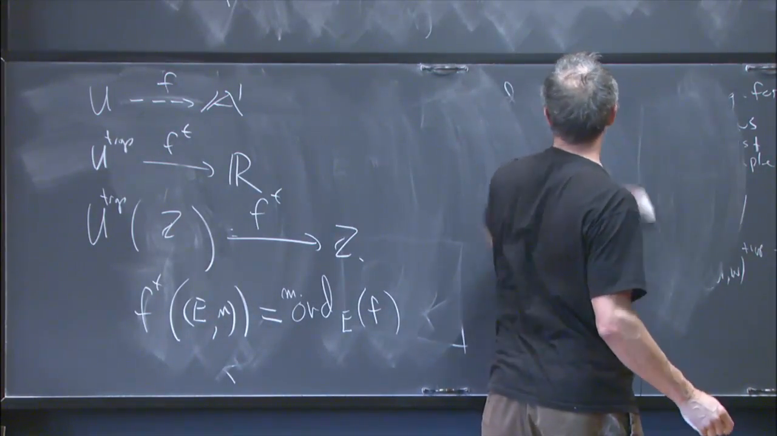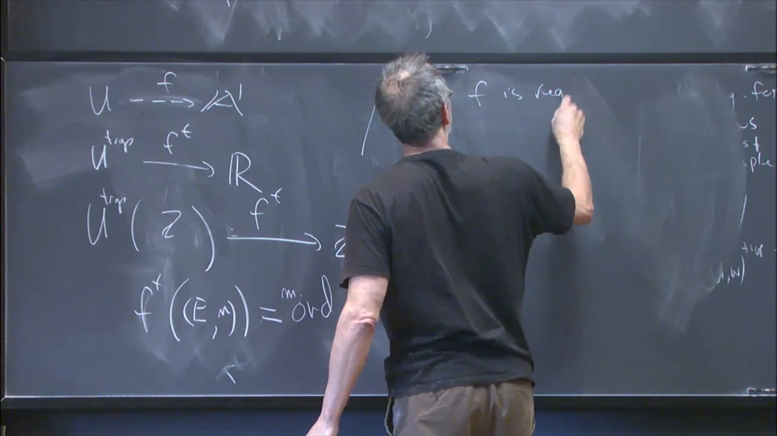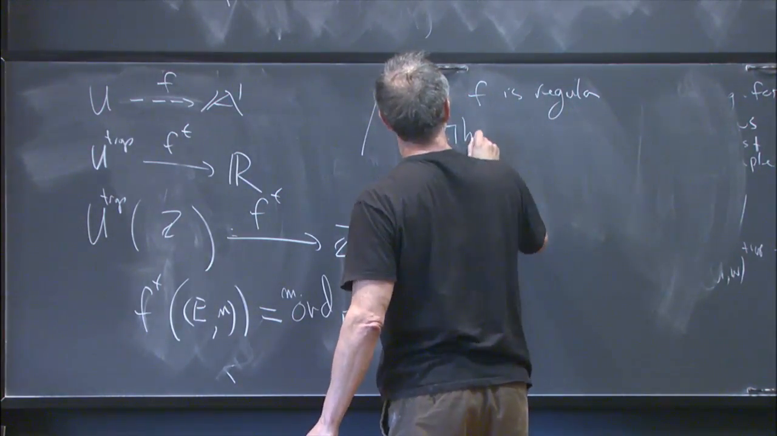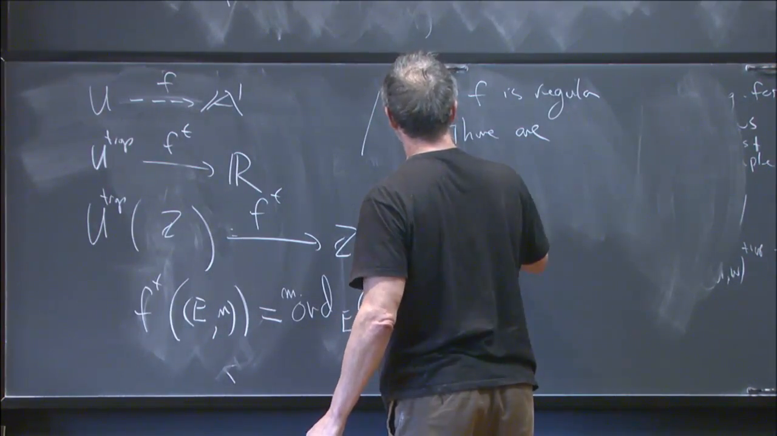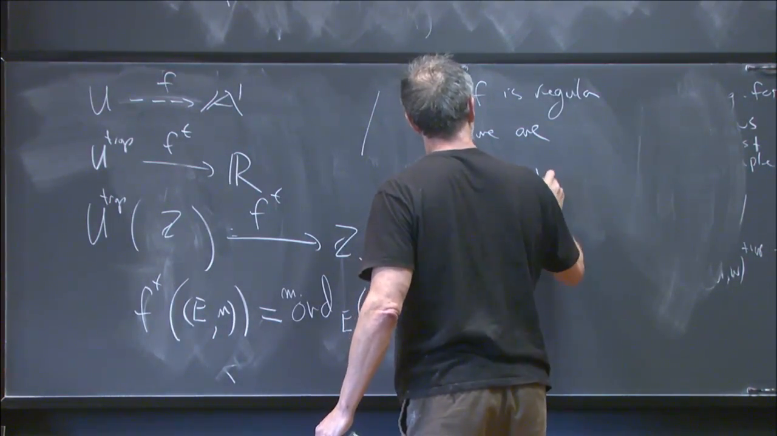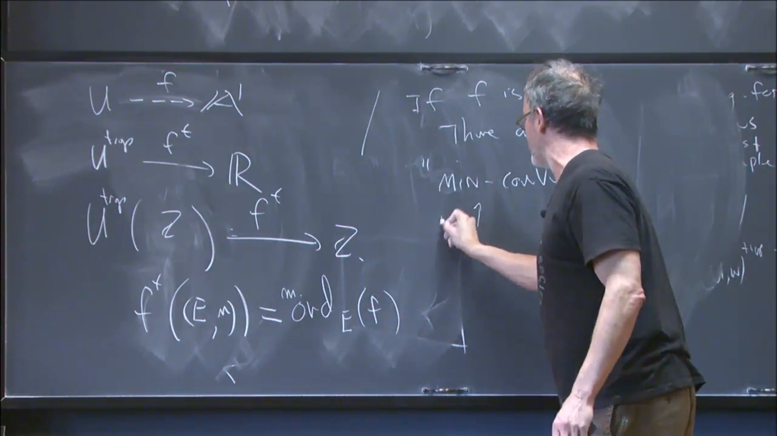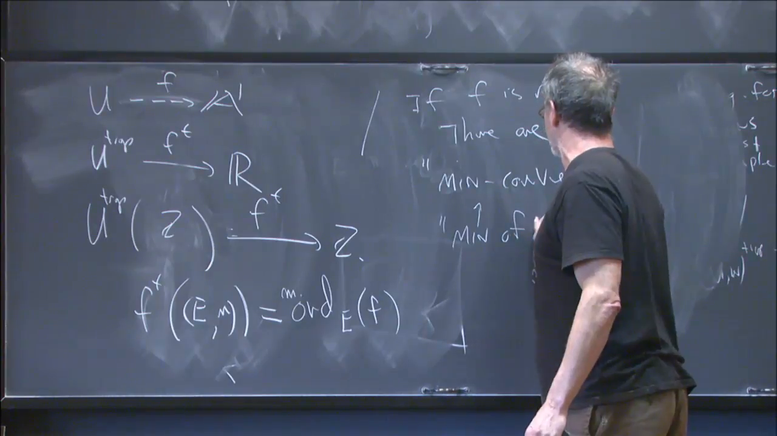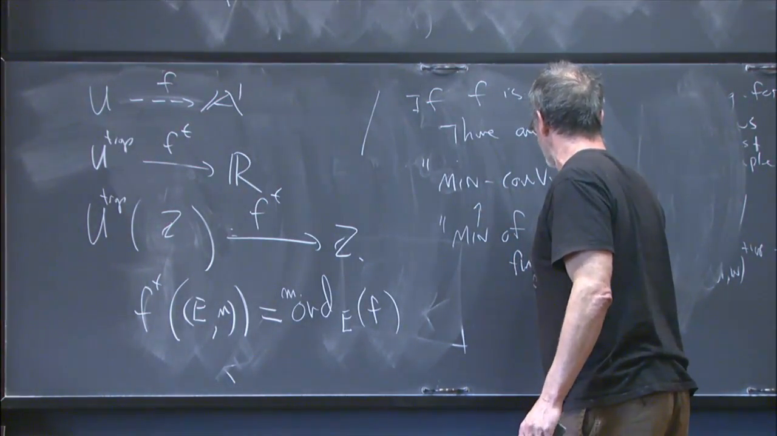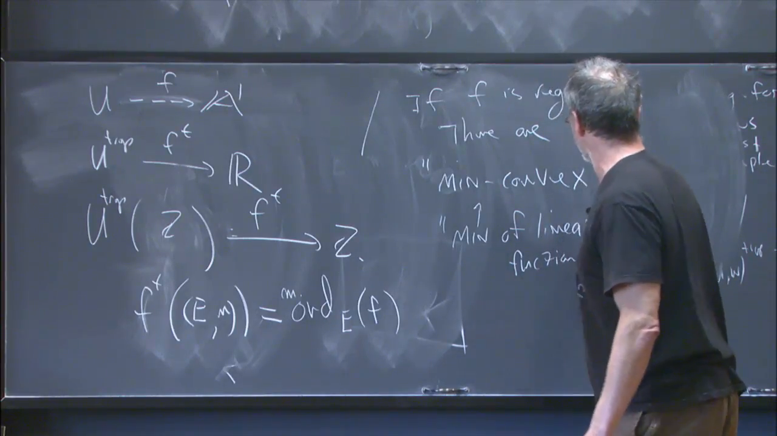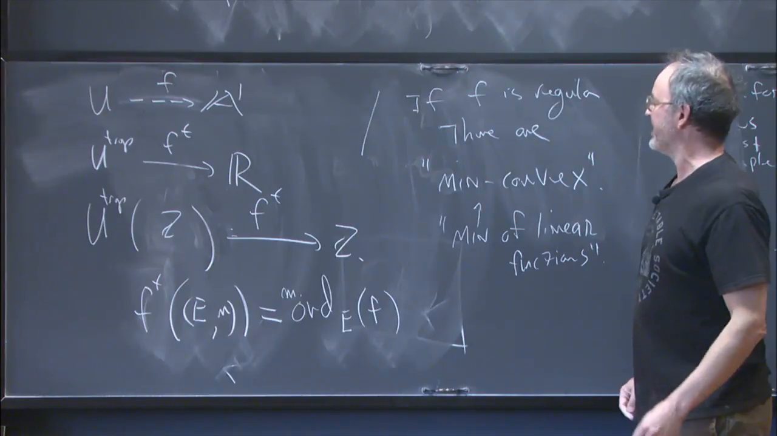And if f is regular, these are linear. Min-convex. So what do I mean by min-convex? What I mean is this is supposed to be, locally, the minimum of linear functions. It's a piecewise linear function which is min-convex. But I was stressing that it doesn't make sense in this context to talk about linear.